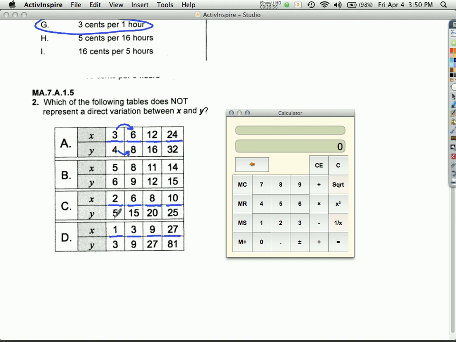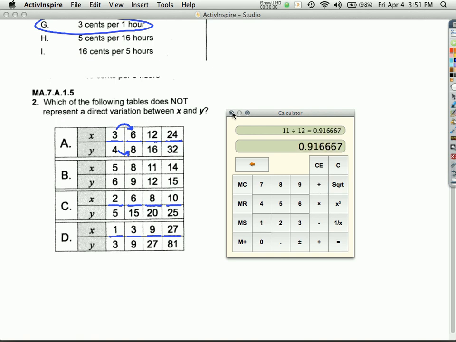Does anyone know 2/5 off the top of your head? You should. Chanel? Very good. 0.4, 0.40. Look at 6/15. And look at 8/20. They all come out the same. But now look at B. 5/6 is 0.83 repeating. 8/9 is not the same. And 11/12 is not the same.